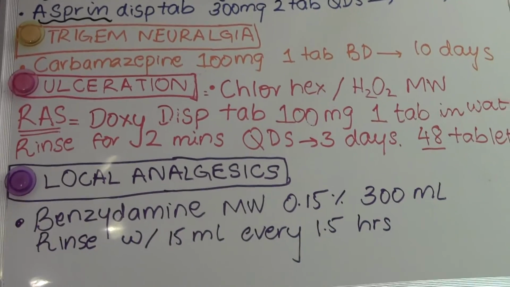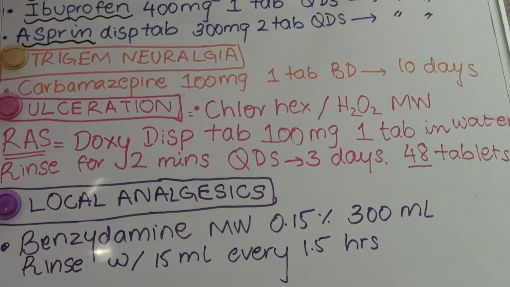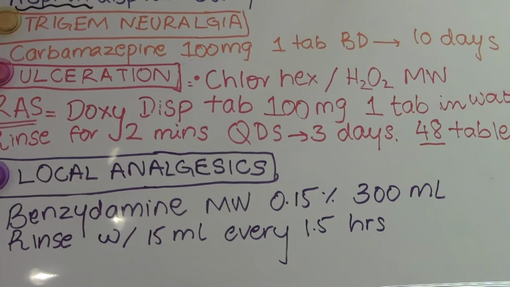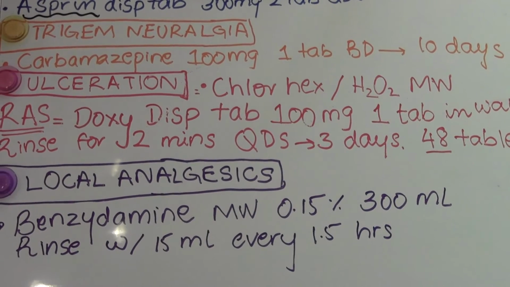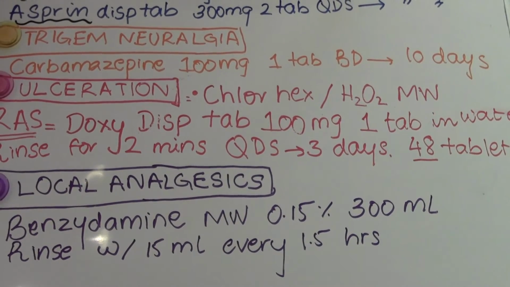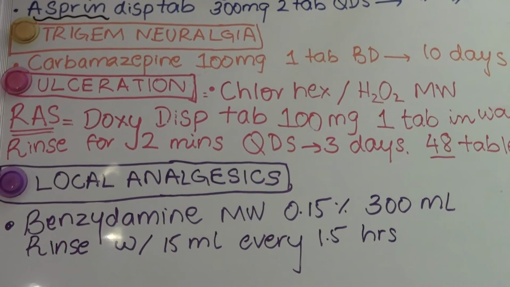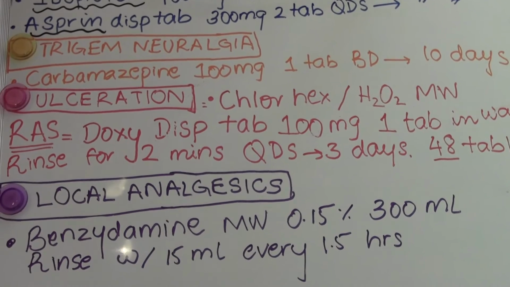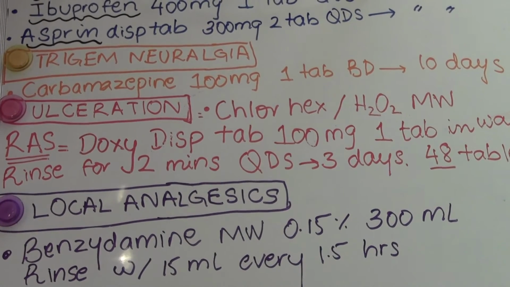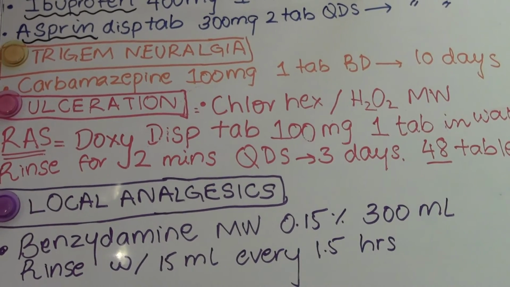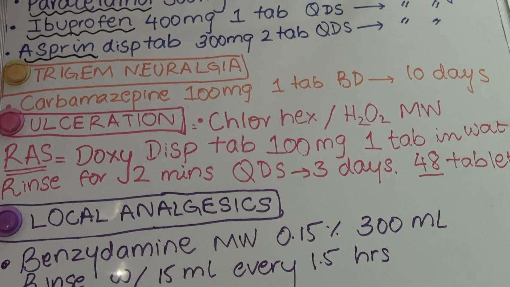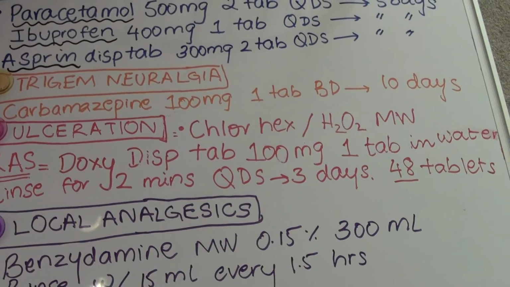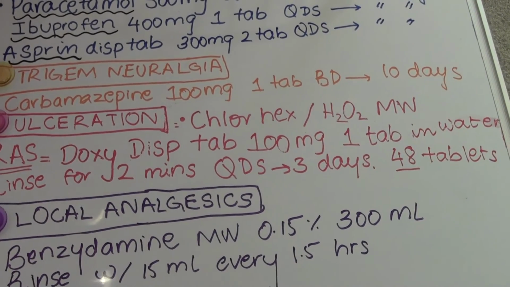Lastly, coming to local analgesics, benzydamine mouthwash can be given as 0.15%. 300 ml is given, just like in chlorhexidine and hydrogen peroxide. We rinse the mouth with 15 ml every 1.5 hours. Now you can look up the guidelines for how to give benzydamine spray, lidocaine gel, or lidocaine spray, but I feel like this should be sufficient information along with the previous videos to cover the exam.